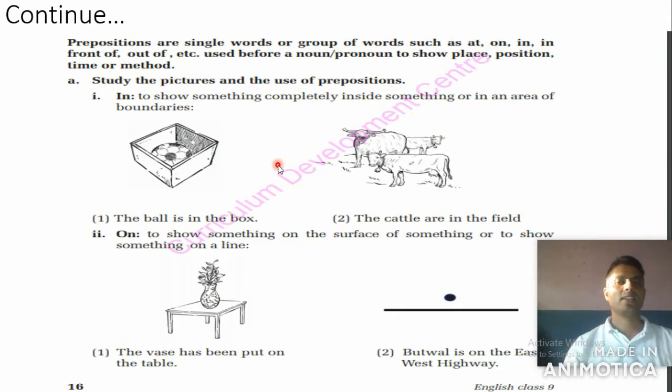Look at here. Now read out very fast. Again, some basic knowledge about prepositions. Prepositions are single words, as I already described, or groups of words such as at, on, in front of, out of, etc., used before a noun or pronoun to show place, position, time, or method. So these are the general uses of prepositions. Now, number A, study the pictures and the use of the prepositions. You have to learn the context here. Without learning the proper context in a sentence, we cannot use the preposition correctly. So you have to understand the context in which the sentence comes, and accordingly use the preposition.